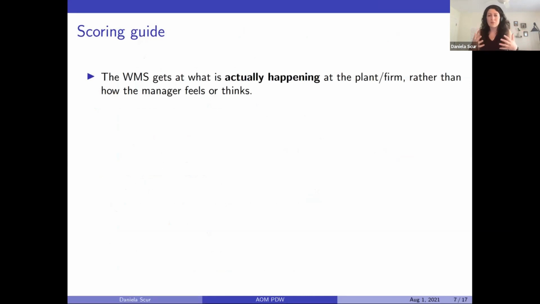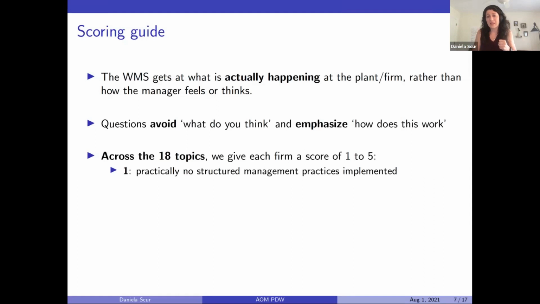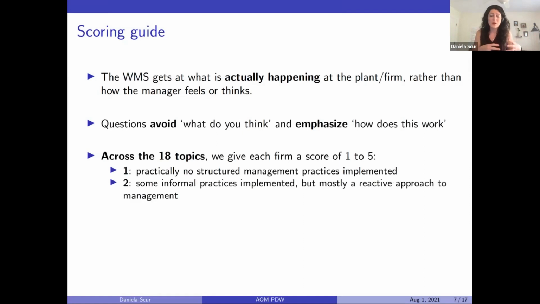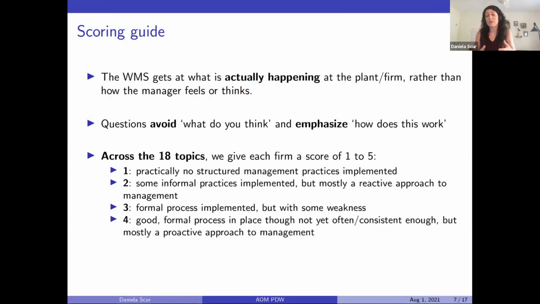The idea behind a WMS is that it captures what's actually happening at the firm, rather than feelings about how the manager feels or thinks. If you want to know how the manager feels or thinks, their perceptions, then this isn't the survey, right? The survey here is really trying to cut through that. Across the 18 topics, the way this works is: a one is no structured practices in place. A two is when there are some informal practices in place, but a lot of it is a reactive approach to management practices. A three is a formal process is implemented, but there are some weaknesses. A four is when there's a good formal process in place, but perhaps it's not used often enough. And then five is best practice.